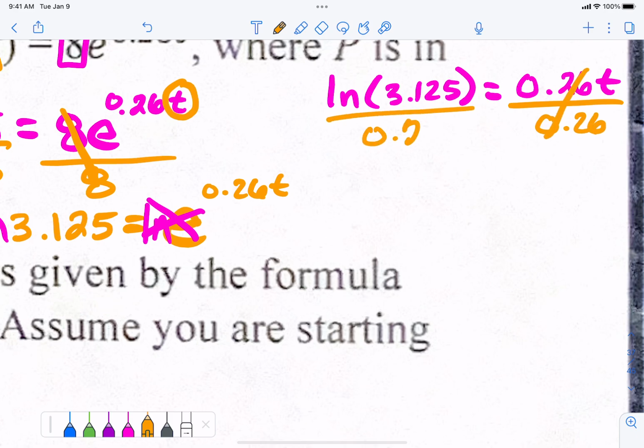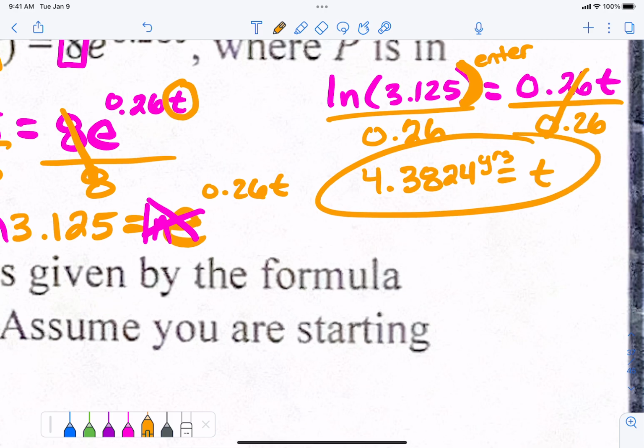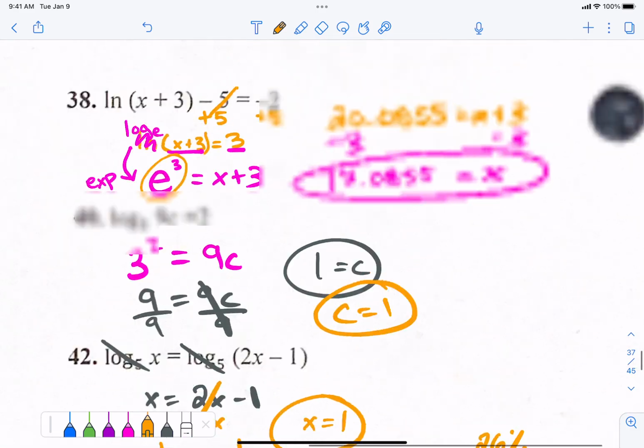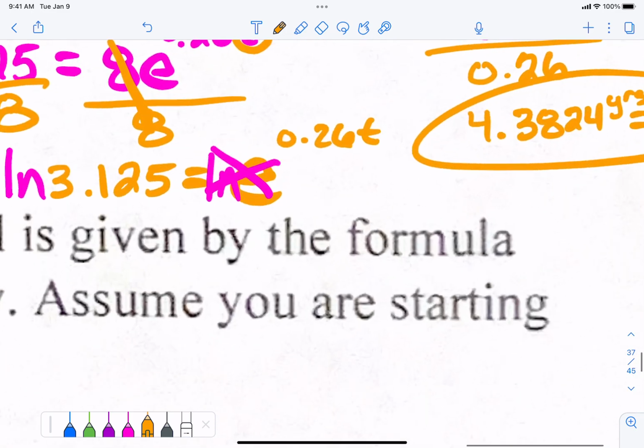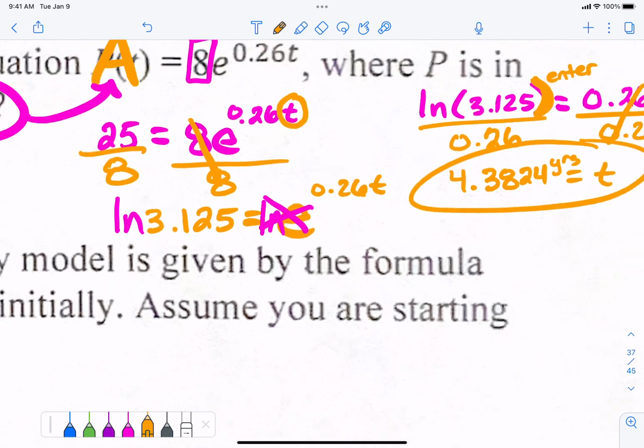Divide by 0.26. Okay, you need to make sure that you either close the parentheses after you do your ln or hit enter first, and then divide by 0.26. And time is like 4 point something. 4.3824. I don't care how many decimal places. When you're doing the story problems, as long as you give me one decimal place, that's fine. So 4.4 years would be okay. Otherwise, the ones that we're solving up here, make sure you round to 4 decimal places like they want, okay? But if we're doing a story problem, 4.4 years is going to be fine.